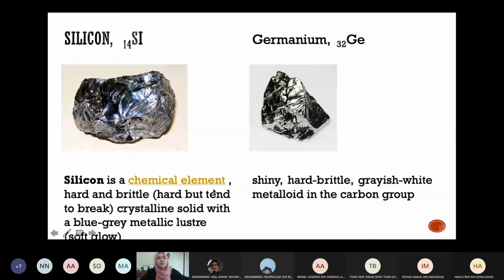So this slide over here just shows you the figure of a silicon and a germanium. Basically, silicon and germanium are both hard but tend to break. The material here is very hard, but it tends to break. Hard and brittle. For the silicon, you can see that it is a crystalline solid with a blue-gray metallic glow. However, for the germanium, the color is grayish white.